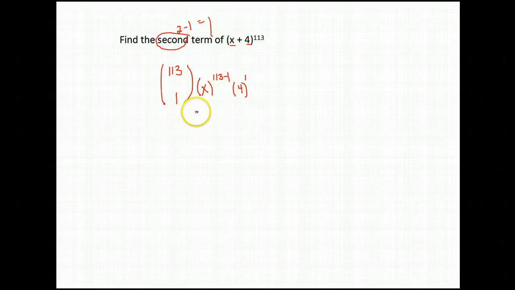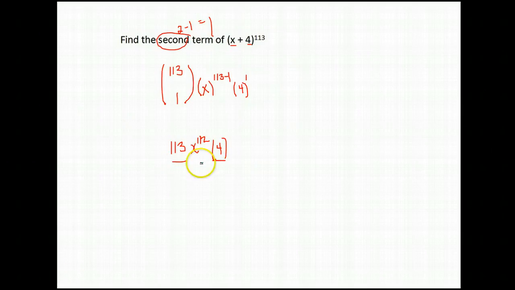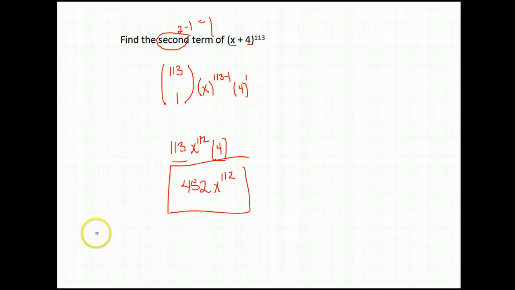All right, so let's calculate, simplify each of these. 113 taken one at a time simplifies to be 113. 113 minus 1 gives me x to the 112th power, and then 4 to the first power is just 4. So all I have left to do is multiply 4 times 113. And 113 times 4 is 452. So I get 452x to the 112th power as the second term of this expression if we were to expand it.